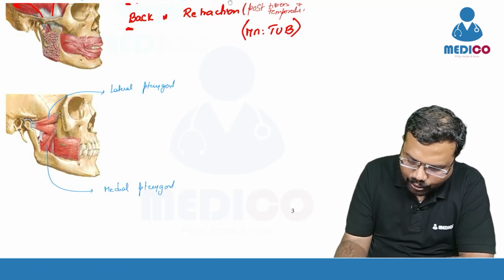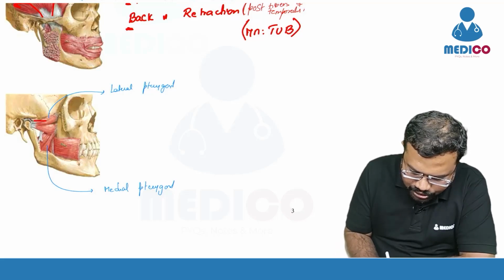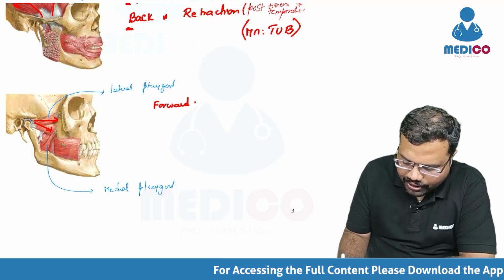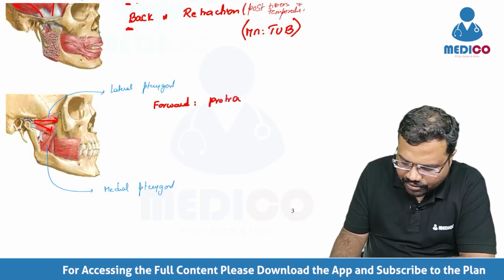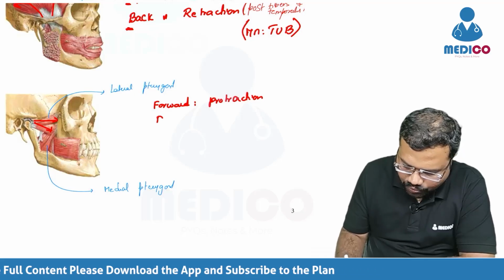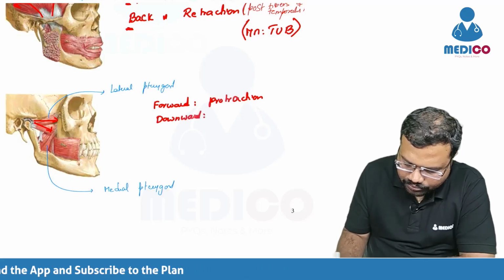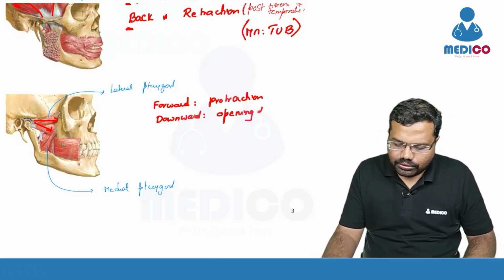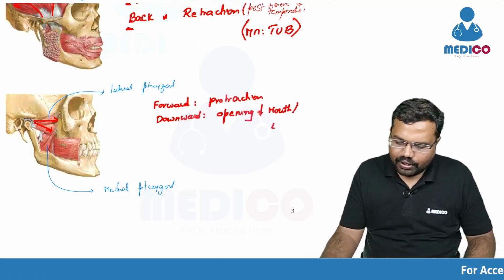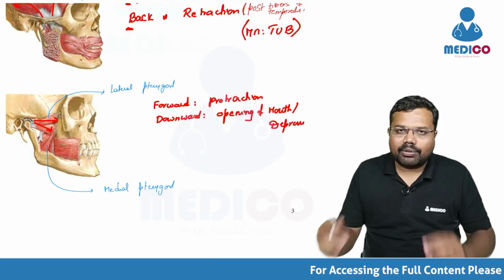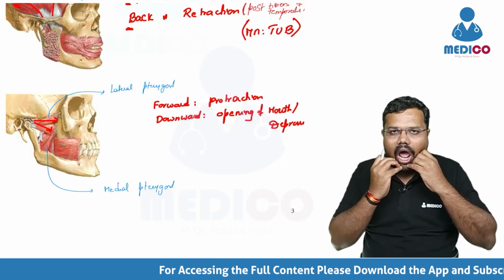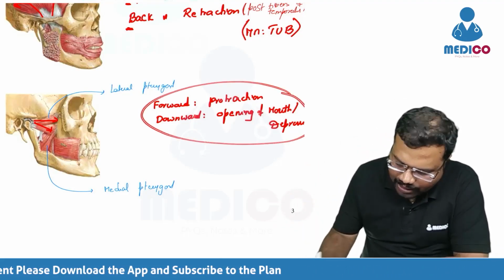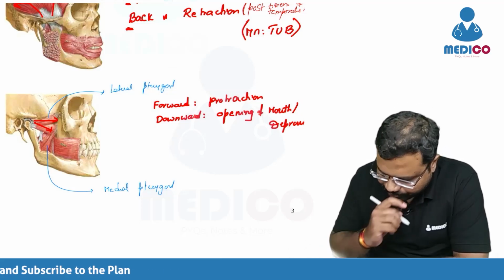First, coming to the lateral pterygoid. The lateral pterygoid muscle fibers are directed forward and downward. The forward direction is called protraction of the mandible, and the downward movement is called opening of mouth, also called depression of the mandible. The mandible goes downward, that's called depression. It is the only muscle that helps in opening of mouth.